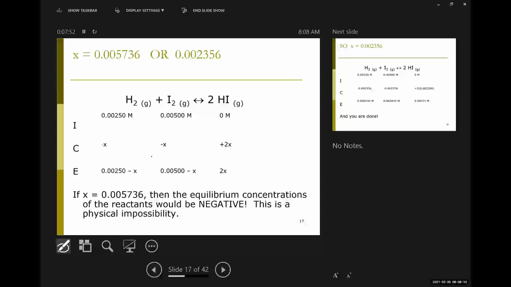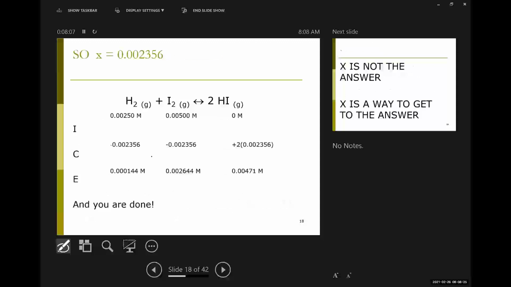And so I reject that root, not because of any mathematical reason, but strictly because it does not make chemical sense. X can't be 0.005736. X can, however, be 0.002356. And so again, I put it back in the ICE chart. It gives me all of my equilibrium concentrations. That's what I was looking for, and I have an answer.